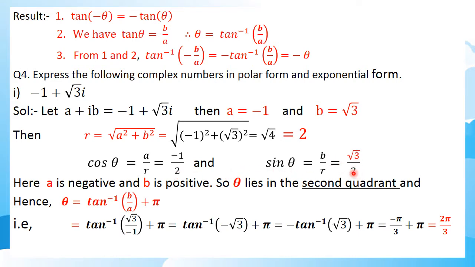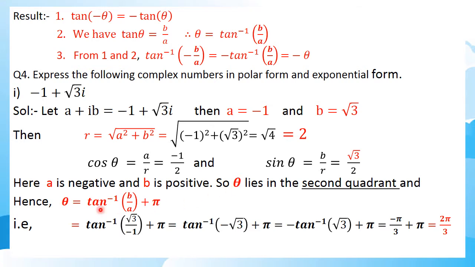Now look at the values of a and b. A is negative and b is positive. A negative and b positive means the angle theta lies in the second quadrant, because a is the real part, that is x, value of x, and the imaginary part, value of y. So ordered pair x, y. X is negative and y is positive in the second quadrant. So, the terminal arm of the angle lies in the second quadrant, means theta lies in the second quadrant.